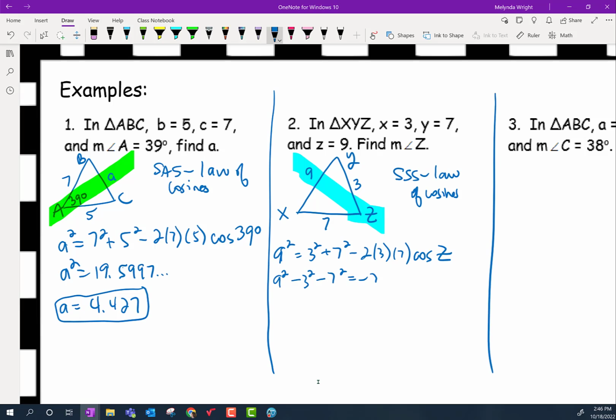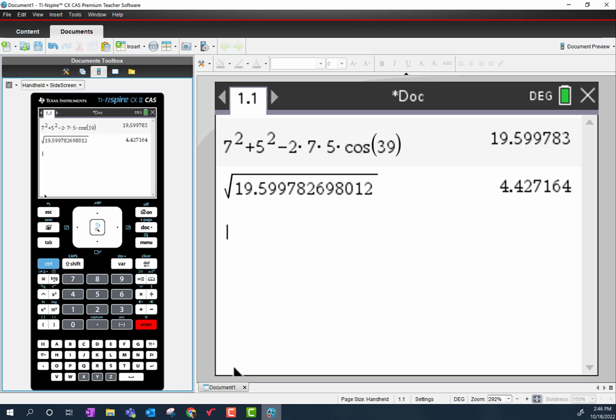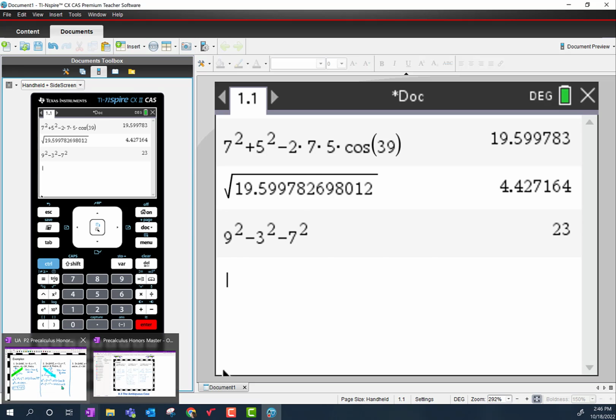And then continue on that way. So let's go to our calculator, and let's do 9 squared minus 3 squared minus 7 squared, and that gives me 23. Okay, so this is good.